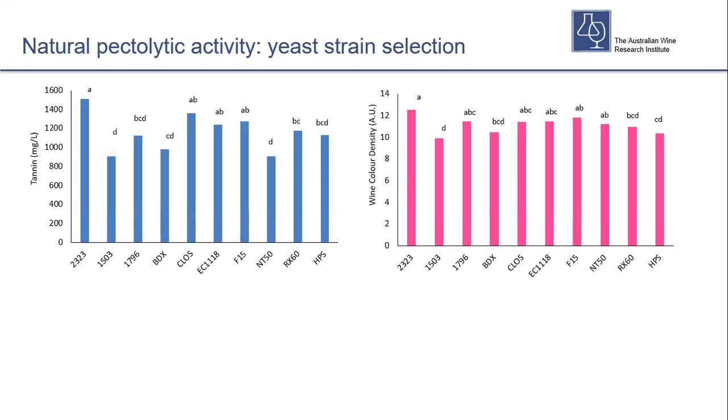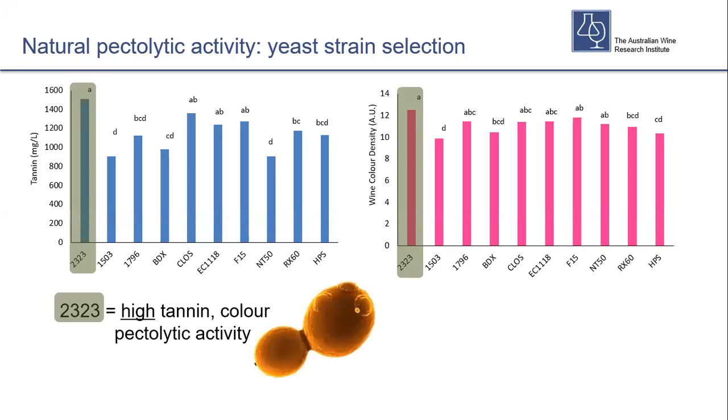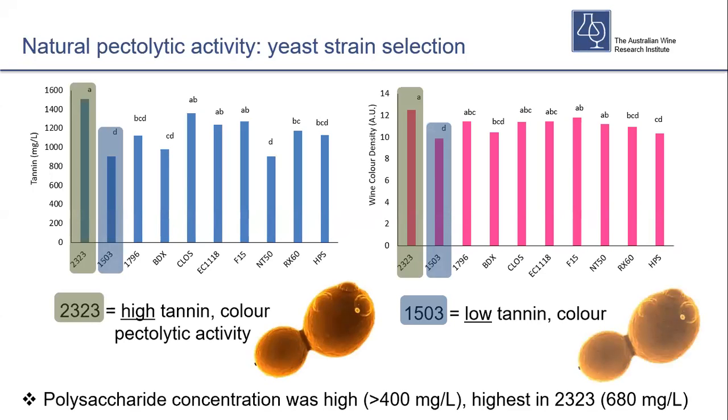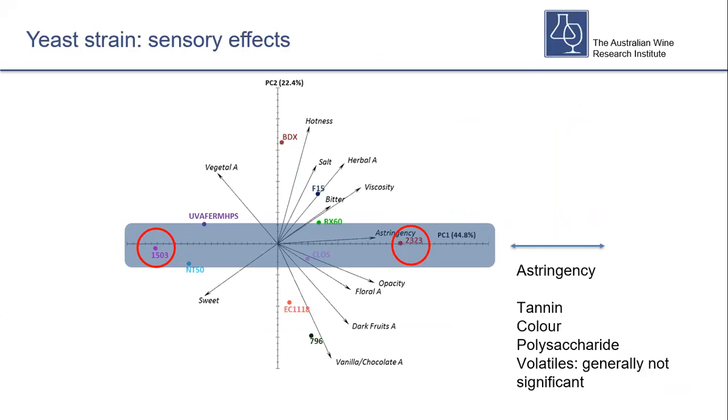And so a large trial that we conducted quite a few years ago now was looking at a variety of yeast strains, and we could identify 2323 as a yeast strain which consistently produced higher tannin in the wines, and then an AWRI strain 1503 which consistently produced both lower tannin and lower color in the wines. In this case, there were limited effects on volatiles, and we also saw polysaccharide concentration was the highest in 2323 as well. So we had both higher tannin and higher polysaccharide.